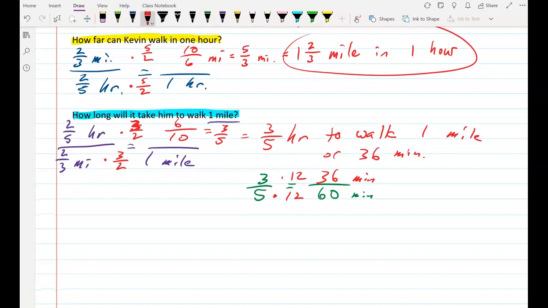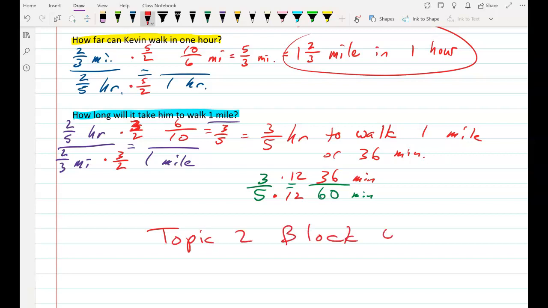Okay, well, now you're going to go back to your assignment, and you're going to work on topic 2, block 4, the form, to practice these skills some more.